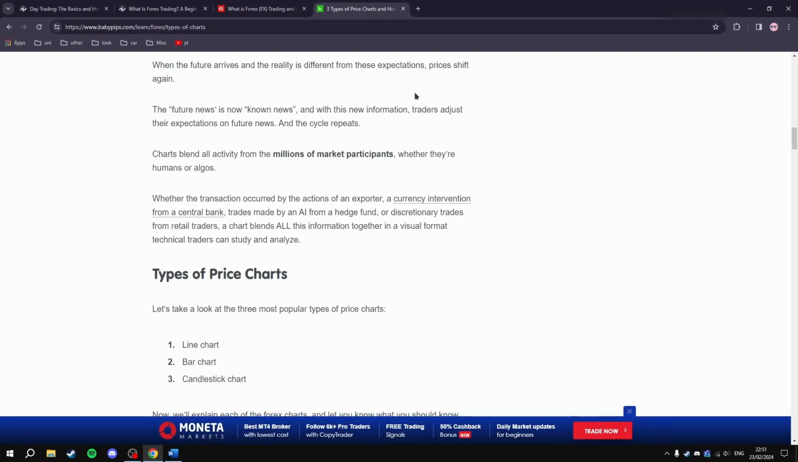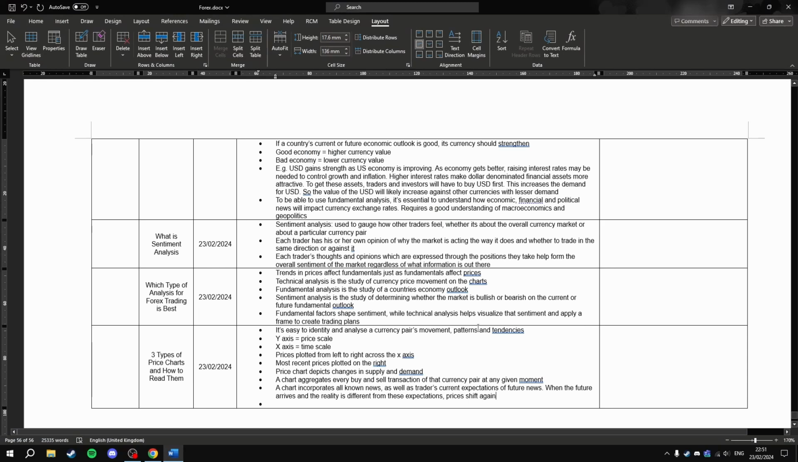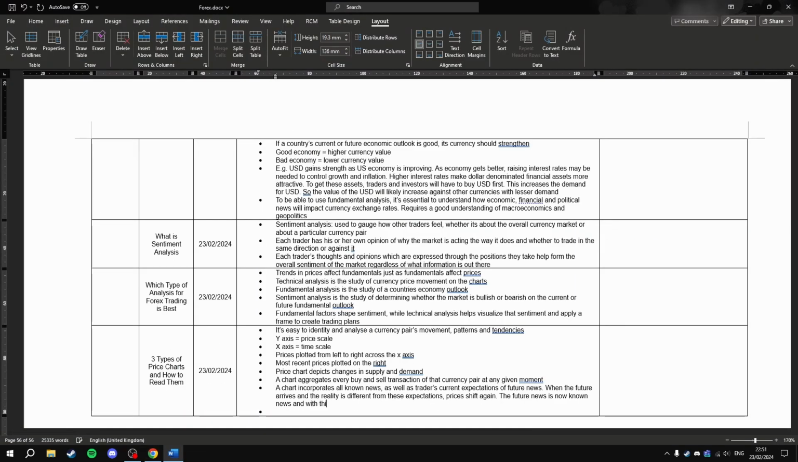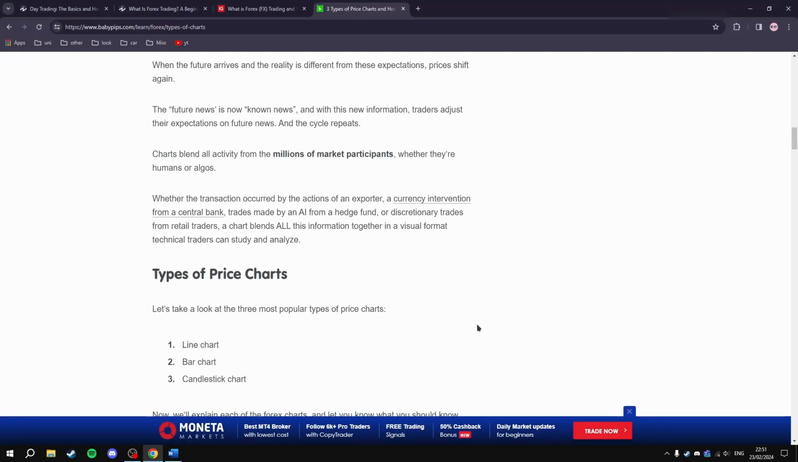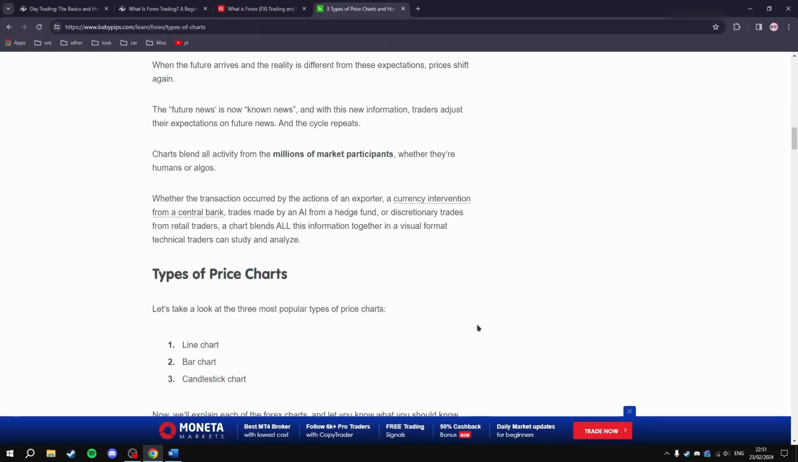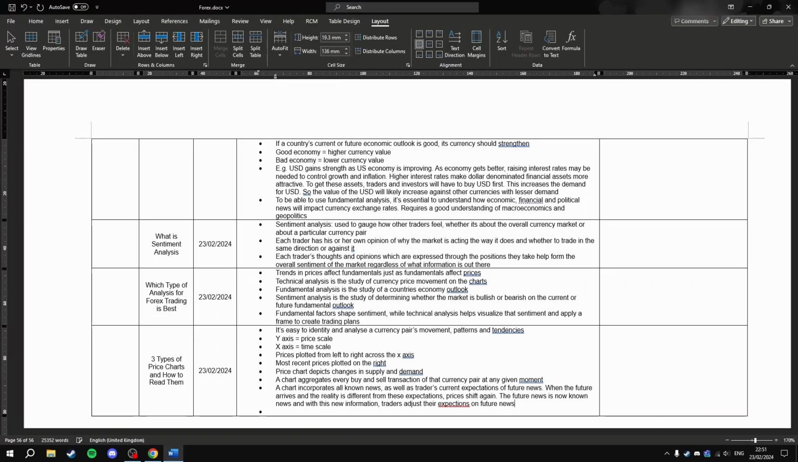The future news is now known news, and with this new information, traders adjust their expectations on future news and the cycle repeats.